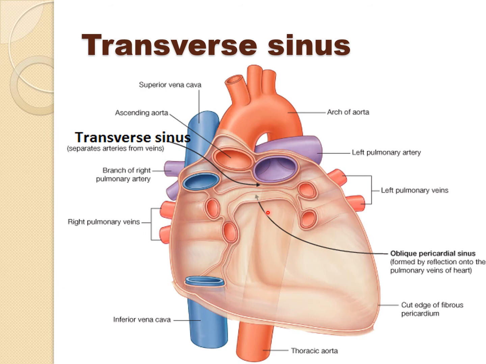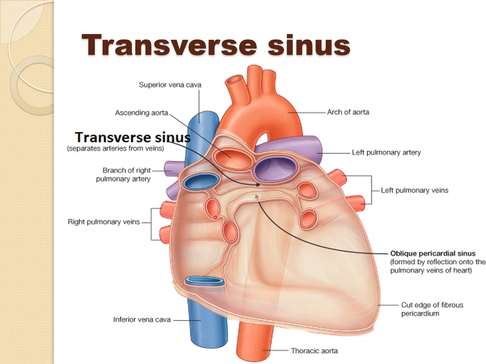Its boundaries: in front there is the left atrium; behind there is the parietal layer covering the posterior part of the fibrous pericardium. On the right side come the right pulmonary veins and the inferior vena cava. On the left side come the left pulmonary veins. Above there is the upper margin of the left atrium. This is the oblique sinus. So here there are two sinuses. One is the transverse sinus, between the two arterial ends, the ascending aorta and pulmonary trunk.